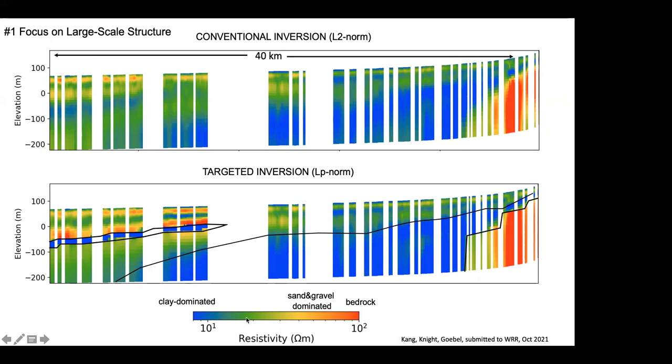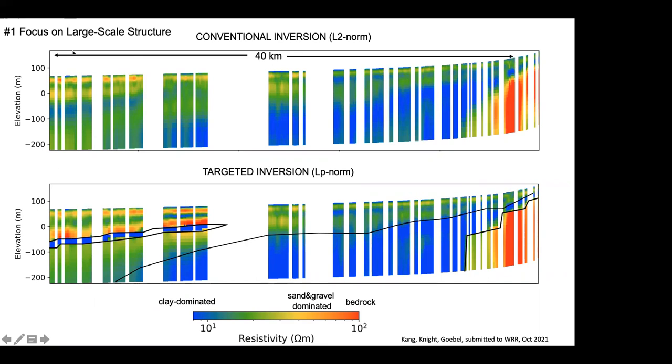Oh, and I forgot to mention green. It's just like if you mix yellow and blue, you get green. So if you mix sand and gravel with clay, you get green. So the green says these are packages where we've got sand and gravel, but a lot of these clay interbeds.